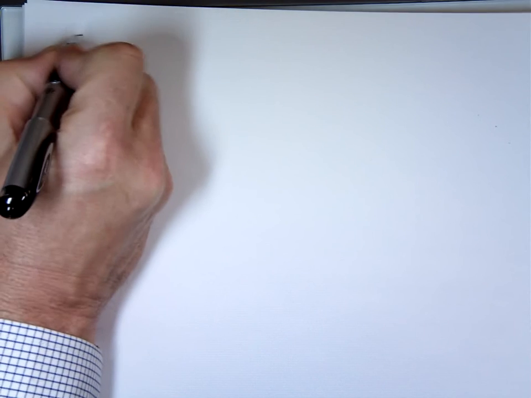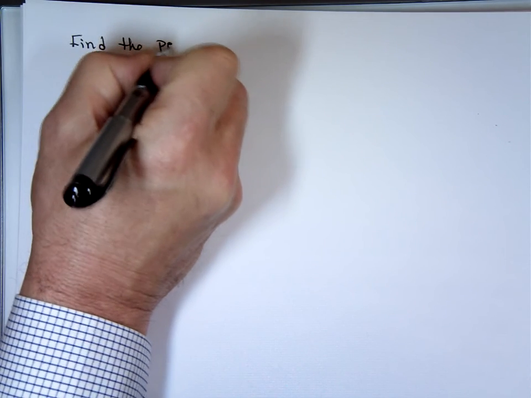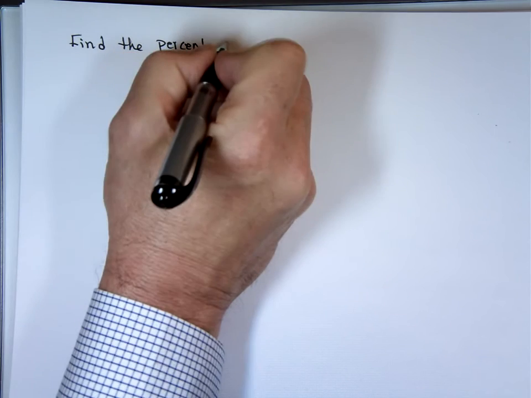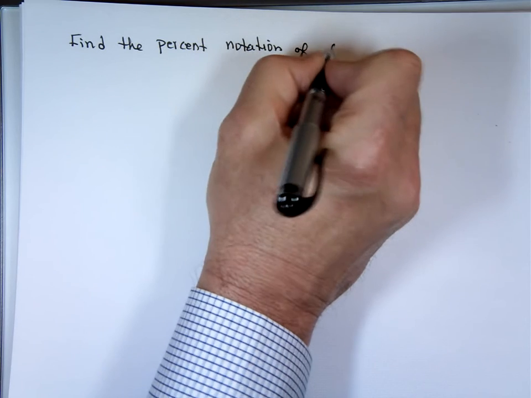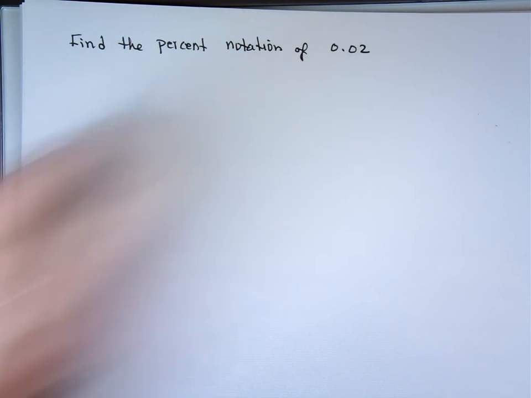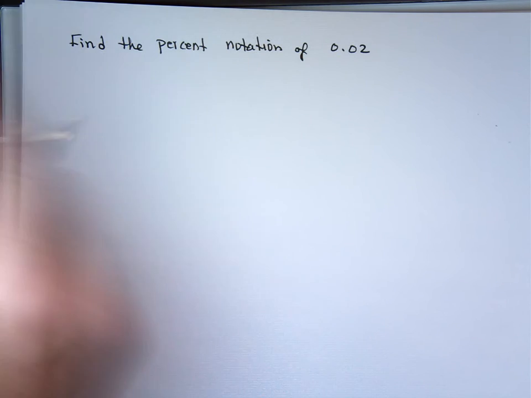We're almost done. Find the percent notation of 0.02. So you have a decimal number, you want to change it to a percent. Decimal, change it to percent. What do we do? Move it to the right. How many places? 2 places to the right. 2%, yes.